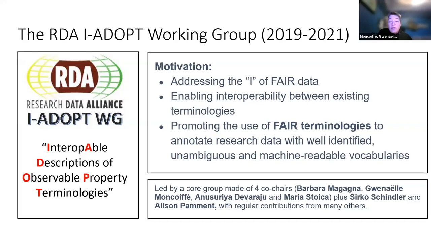We wanted to try and come up with a framework that would be as domain agnostic as possible. We also wanted to promote the reuse of FAIR terminology, so terminologies that are themselves findable, accessible, interoperable, and reusable, to annotate research data with well-identified, unambiguous, and machine-readable vocabularies. Here are just a few names of the group: I was a co-chair in a group of 4 co-chairs, but we also had many other participants, including Petra, who came regularly to our sessions and contributed a lot to the work.